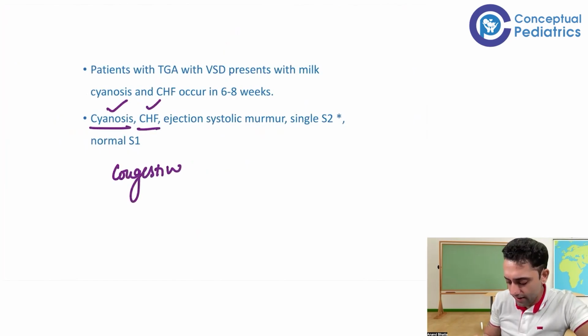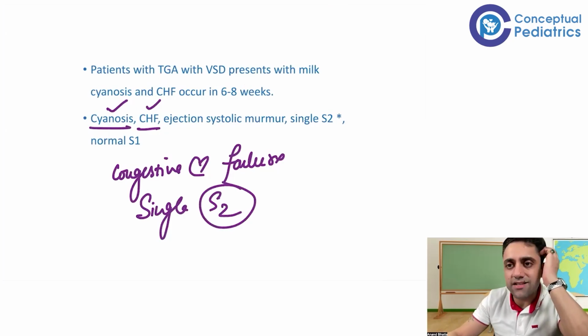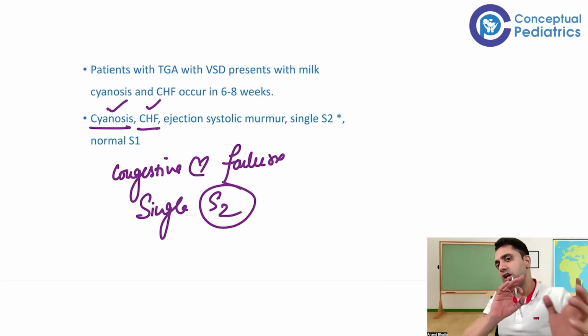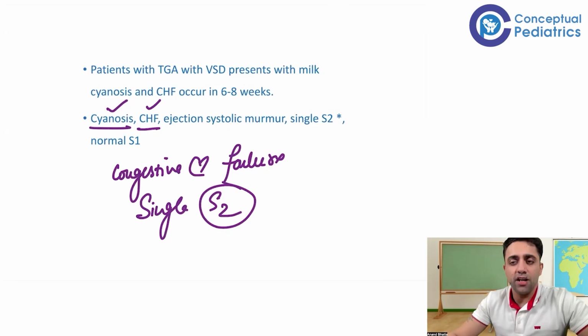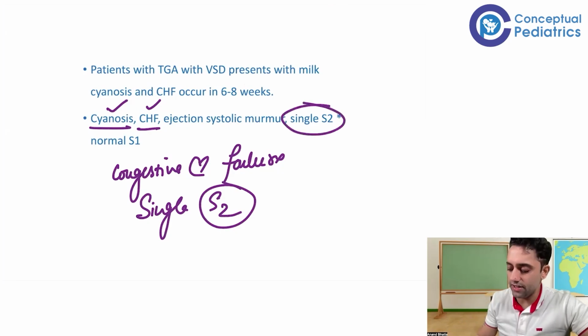Congestive heart failure also will happen. And one extra point they ask in exam is the single second heart sound. So you'll have a single second heart sound when there is a switch, the aorta comes on the right side and pulmonary on the left side. So this switch basically produces a single second heart sound, that is single S2. Single S2 is heard over here.